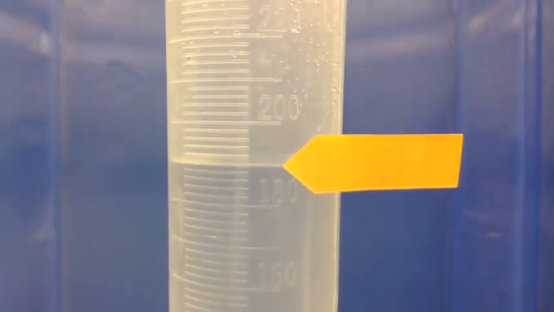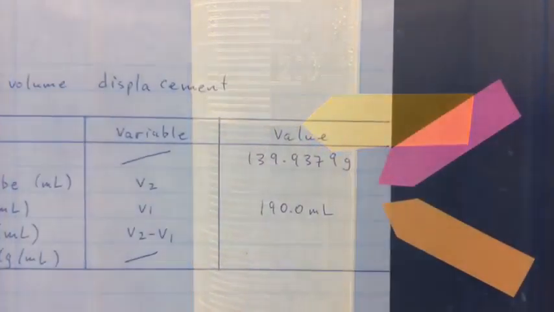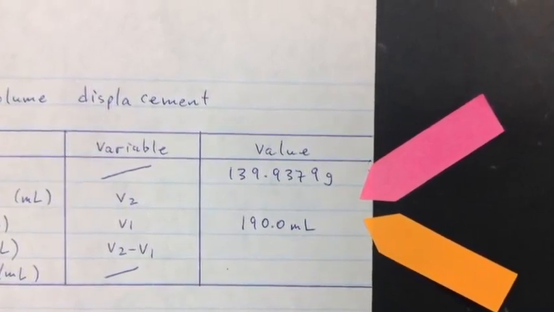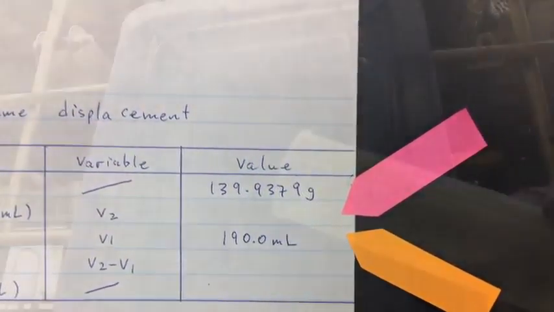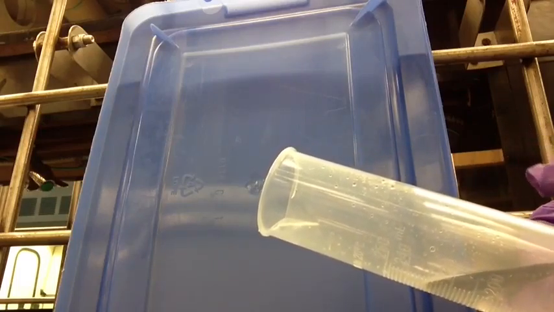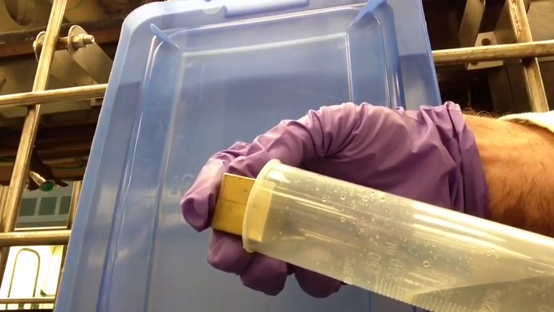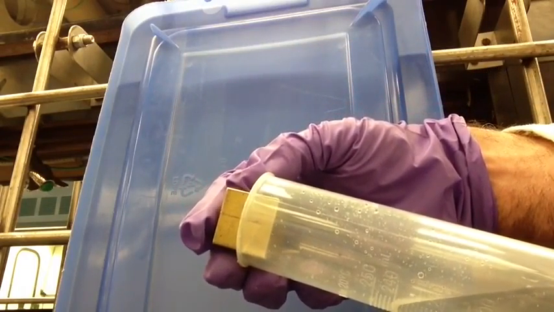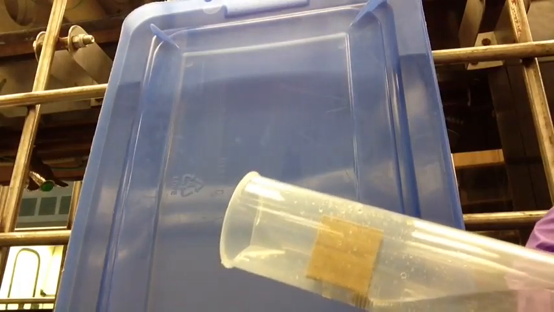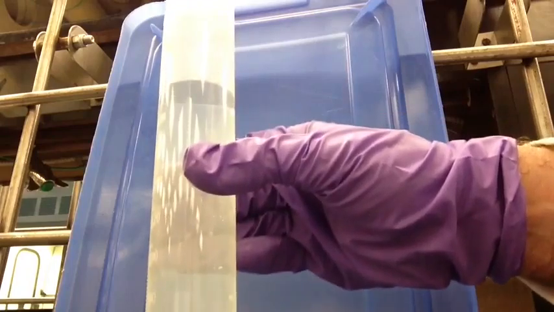So add about 190 milliliters of distilled water to the graduated cylinder. Read and record this number on your lab data table. To measure the volume of the cube, carefully tilt the graduated cylinder. Take the metal cube, place it very gently near the edge. Tap it very slowly and gently into the water. Bring the graduated cylinder standing up tall again.